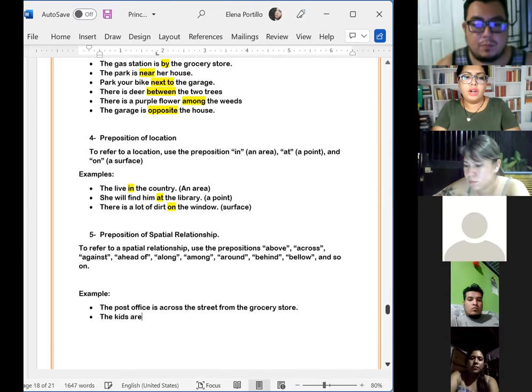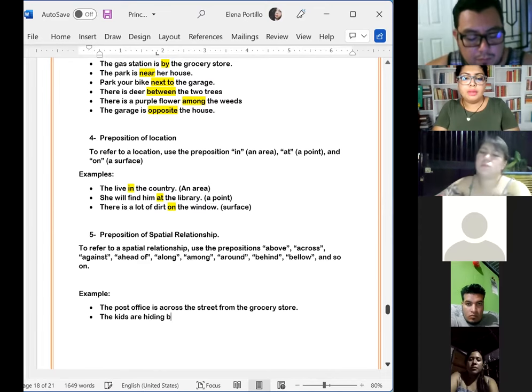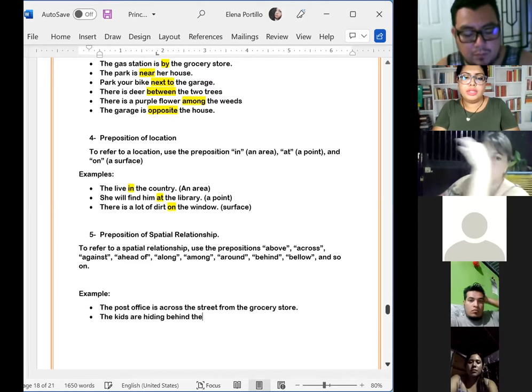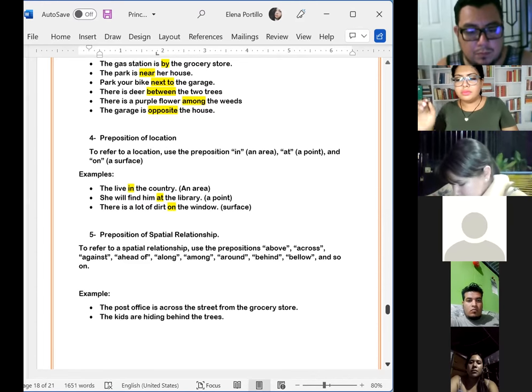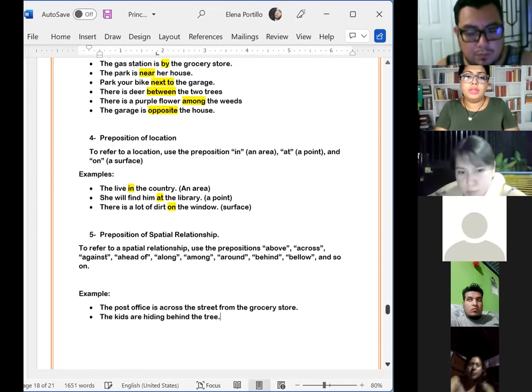The kids are hiding behind the tree. I mean the tree, that one.